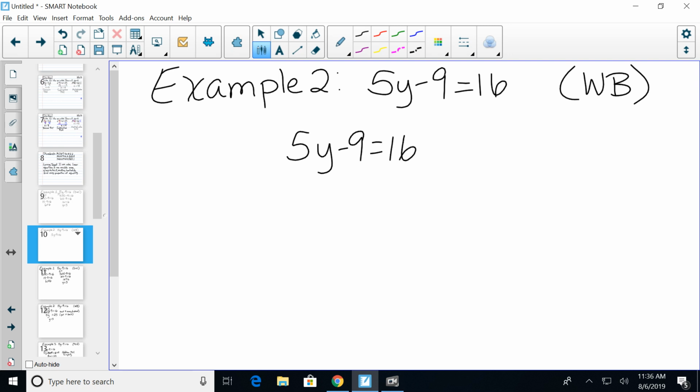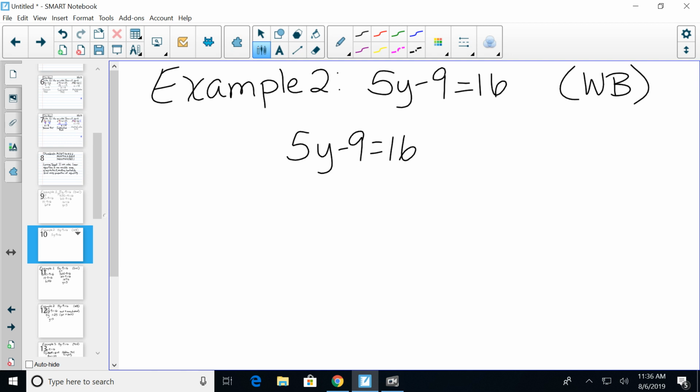So now this time we are going to use the method of working backwards. Students have seemed to find this one a little difficult, but it's okay because remember, I have to show you all 3, but you don't have to use all 3, at least after today, that is. You have to use all 3 today. But after today, you do not have to use all 3. All right, so we are working with 5y minus 9 equals 16.